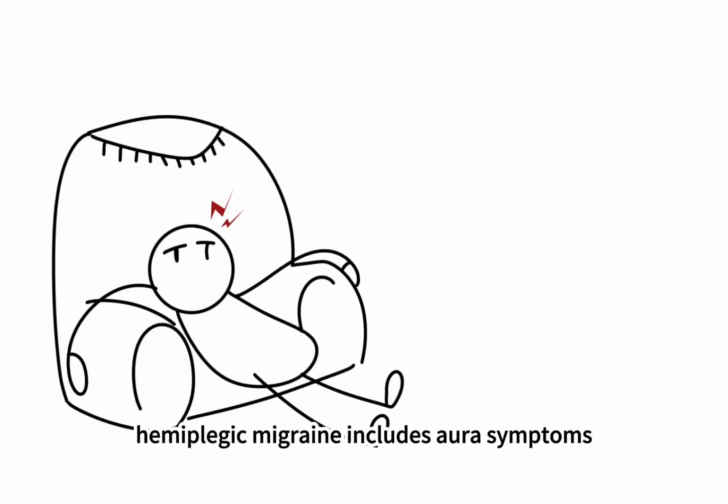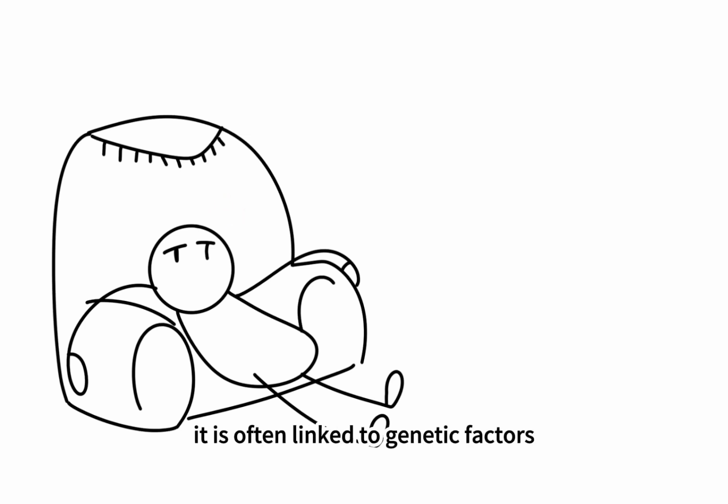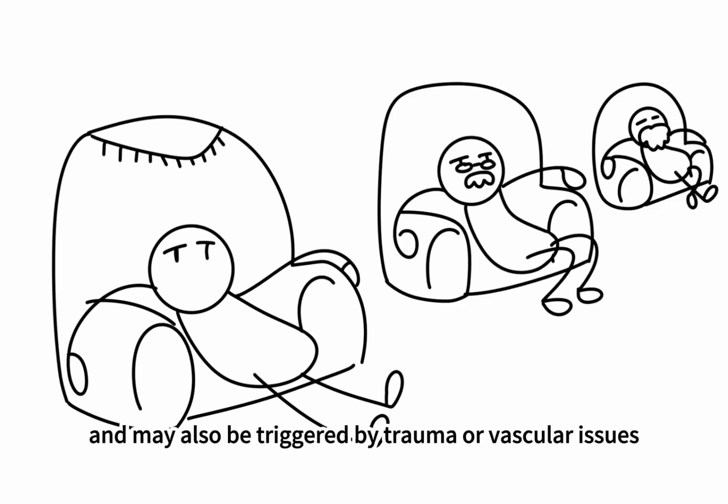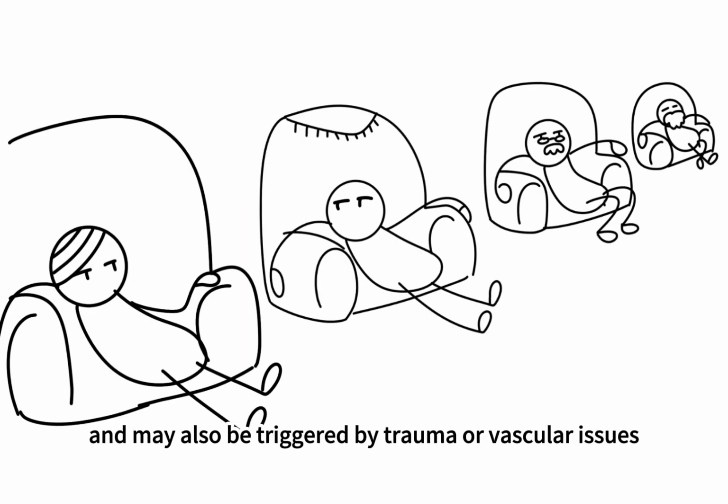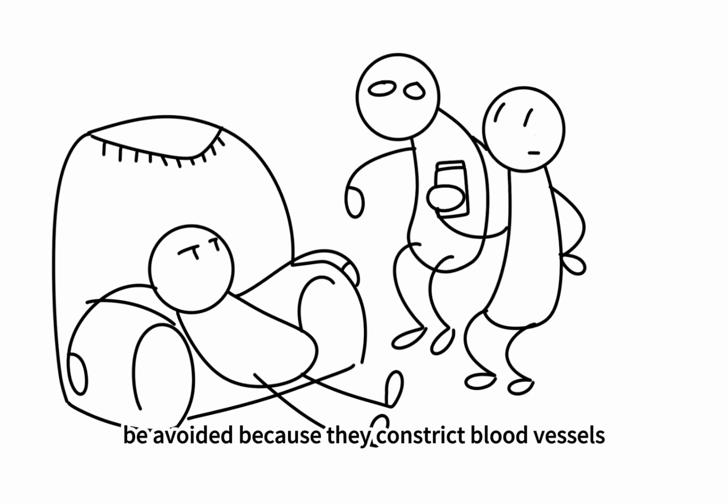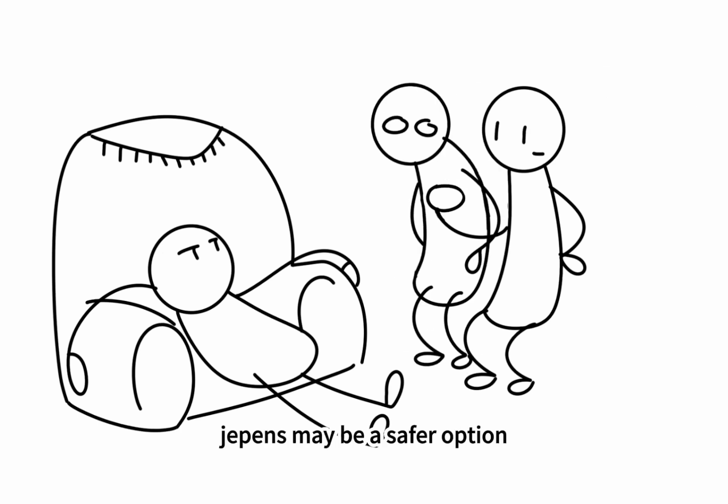Hemiplegic migraine includes aura symptoms such as muscle weakness along with visual and language disturbances. It is often linked to genetic factors and may also be triggered by trauma or vascular issues. Triptans should be avoided because they constrict blood vessels. Gepants may be a safer option. Medical imaging is necessary to rule out stroke.